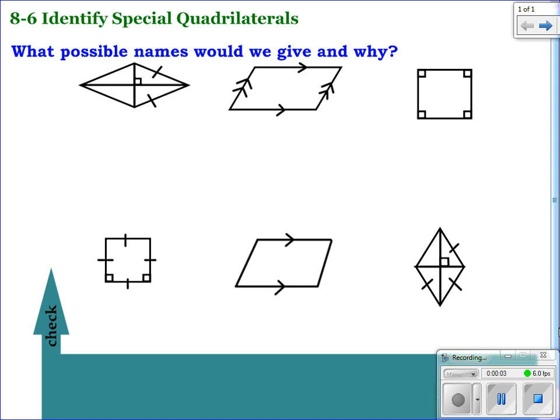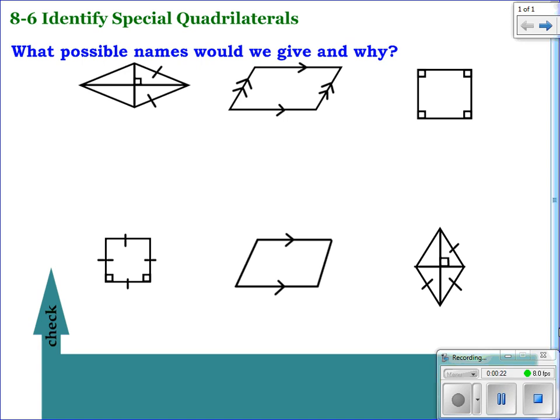So in our last section for chapter 8, we're actually just compiling everything we've already talked about, and based only on the markings on the picture, we're going to pick the best names for these shapes. Okay, we're going to start at the bottom, and then we'll do the top 3 at the end. Okay, and this is the only slide we have to go through today.